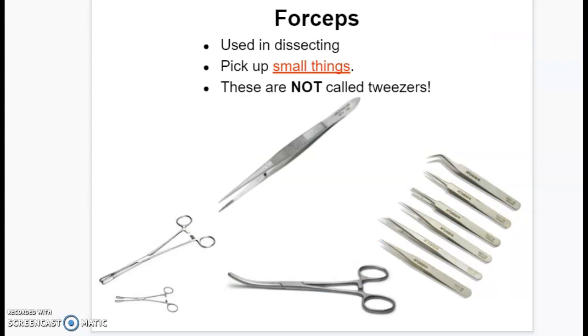Then we have forceps. These are used in dissecting. We will not be doing dissections this year, but you will be doing it next year. We mostly use it to pick up small things. These are not called tweezers. They look very similar to tweezers, but that's not what we call it. This is a science tool, and we're going to call it forceps. They come in all different kinds of ways. Some of them have holes for your fingers like scissors, and some of them look very similar to tweezers, but they are not tweezers, forceps.